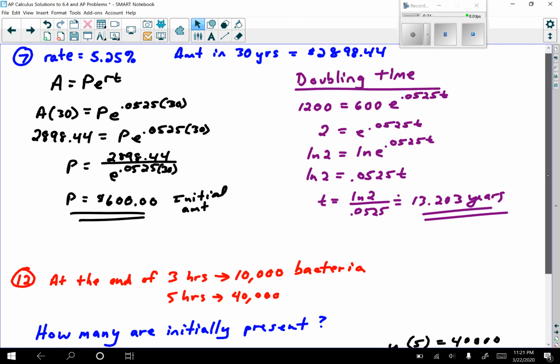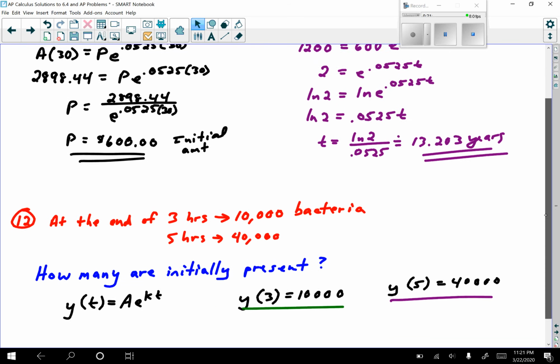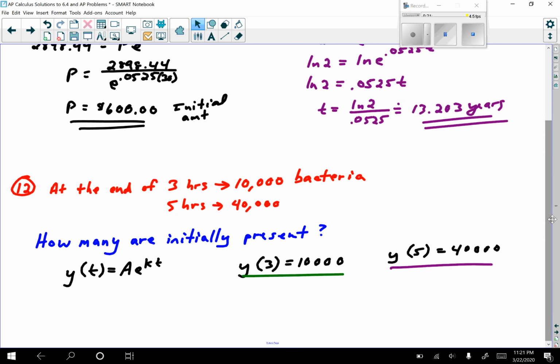All right, now number 12, there was quite a lot going on here. That's why I gave you guys a couple days to give this a try. This one I am going to show step by step as I explain. So we're given, this is a bacteria growth problem. At the end of 3 hours, there's 10,000 bacteria present, and at the end of 5 hours, there's 40,000. We need to figure out how many are initially present.